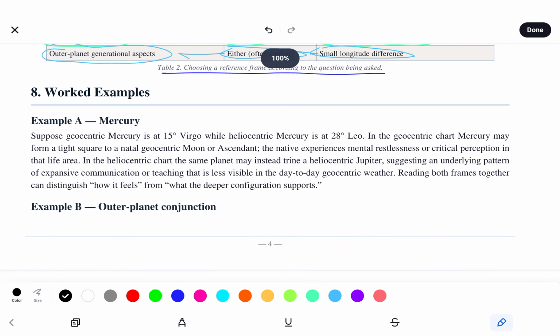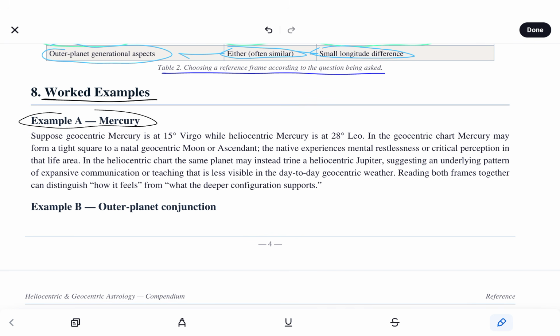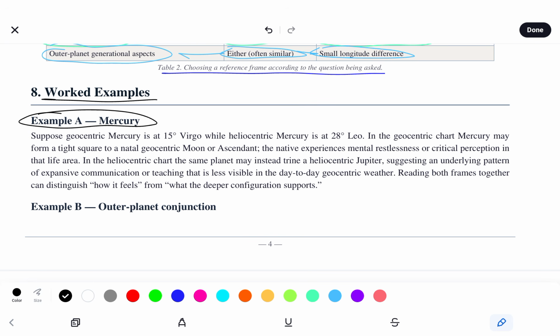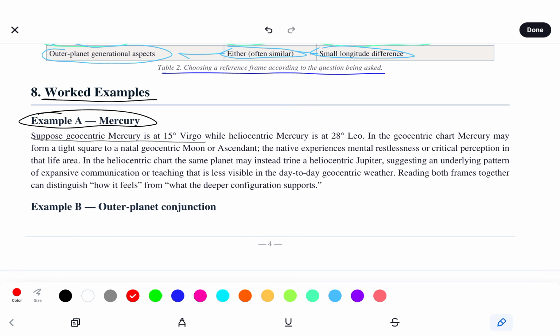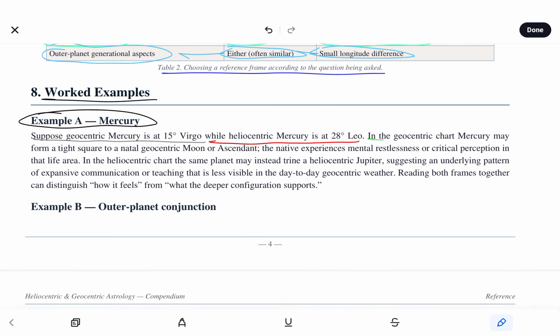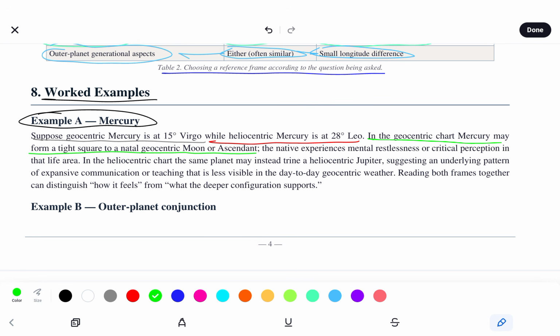We're looking at worked examples. So for example, Mercury: we can suppose that geo Mercury is at 15 degrees Virgo, while helio Mercury is at 28 degrees Leo. In the geo chart, Mercury may form a tight square to a natal geo Moon or ascendant.